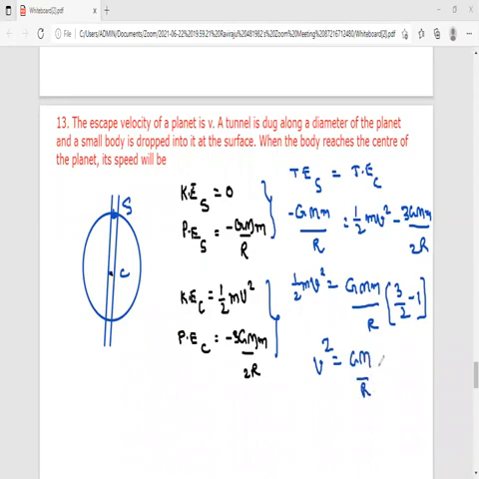GM by R, you can write as small g into R, because GM by R square is small g. So v equals root over gR. I think all of you know what this equation indicates. Root over gR is nothing but the formula for orbital velocity, of course, but here it is written in terms of capital R, while the options were given in terms of escape speed only.